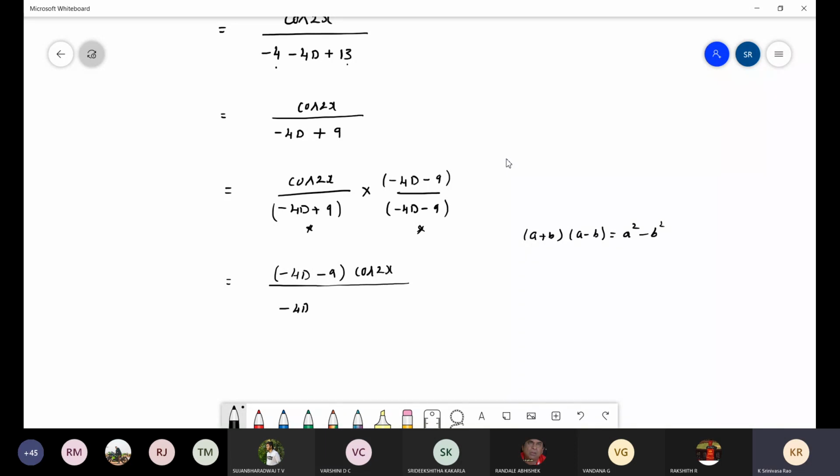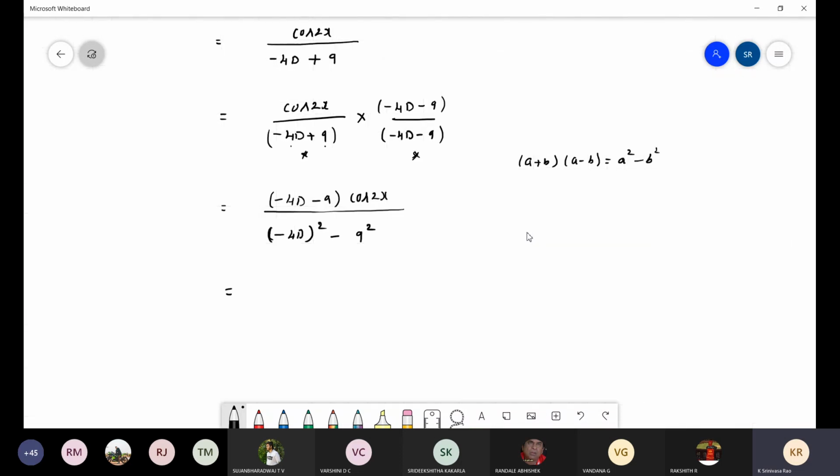Accordingly, this is minus 4D whole square, which is the a square, the first term. The second term is b, so b square is 9 square. Finally our intention is to eliminate D in the denominator, but the elimination is only with the D square substitution. Now minus 4D minus 9 I will write as it is, in the numerator cos 2x, divided by, what is the first term? Minus 4D whole square, nothing but 16D square, minus 81. Now D square is there in the denominator, now I can substitute.